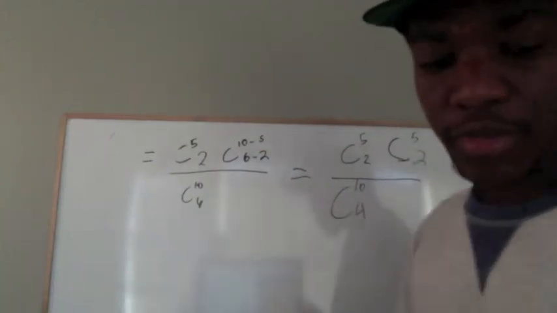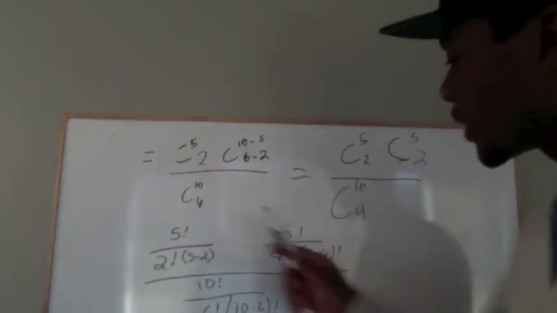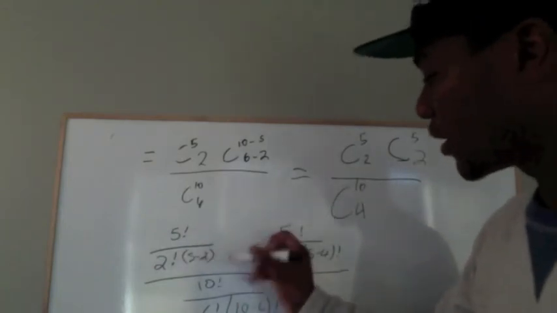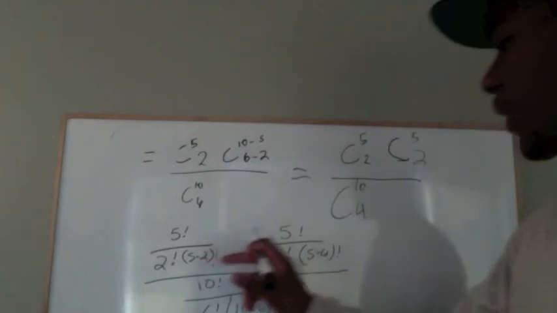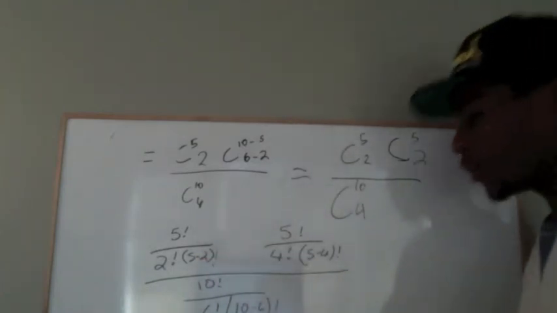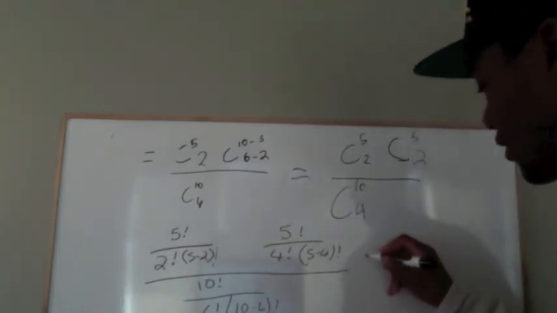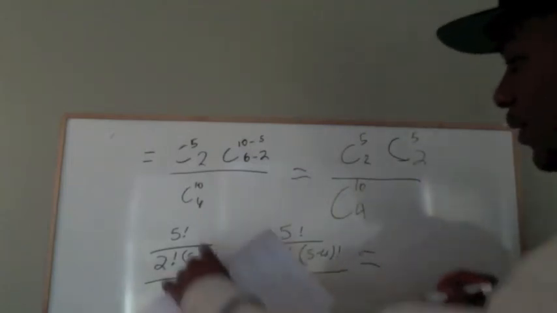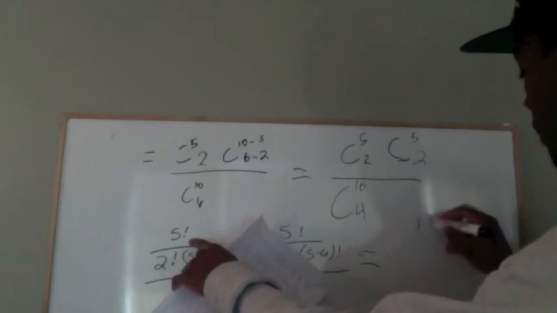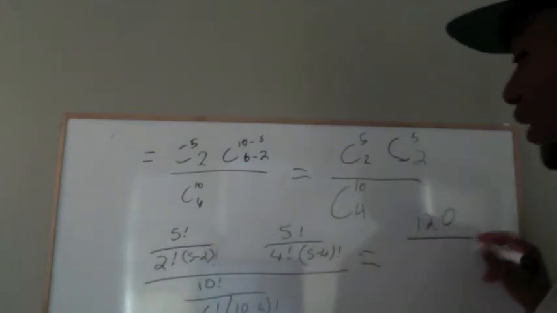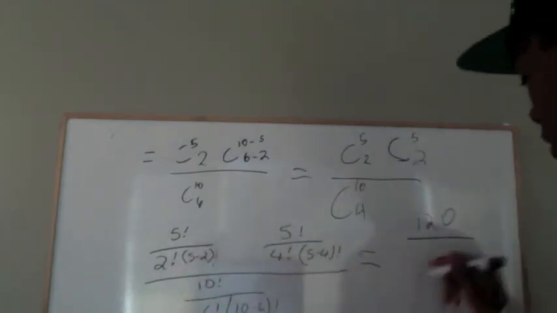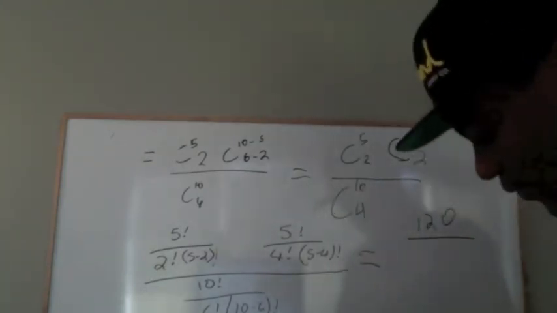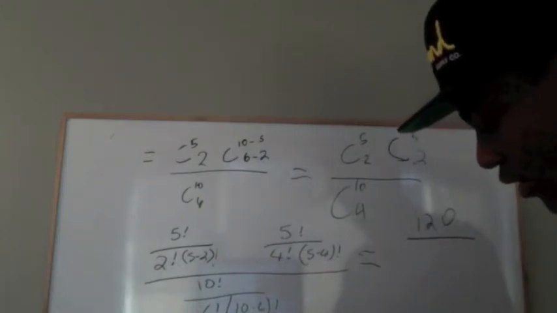Now here comes the tricky part. Now if you look at it, when you place it out, it's going to go 5 factorial divided by 2 factorial times, oh, can't forget that, 5 minus 2. Now all you have to do at this point is break it down. Okay, so 5 factorial equals 120. Divided by 2 factorial. If you use your calculator, it's going to come up to 2.